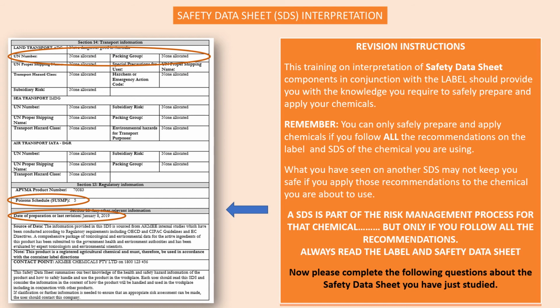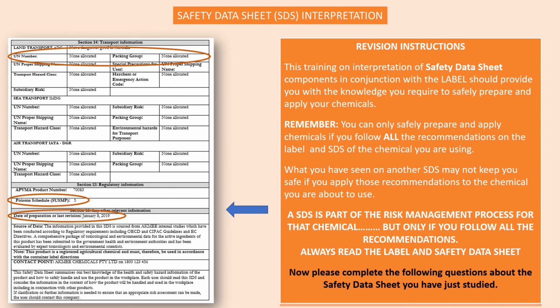Now that you've been provided information on the safety data sheet, this training is on the interpretation of safety data sheet components. In conjunction with the label, you should now be provided with the knowledge you require to safely prepare and apply your chemicals. Remember, you can only safely prepare and apply chemicals if you follow all the recommendations on the label and the safety data sheet of the chemical you are using.